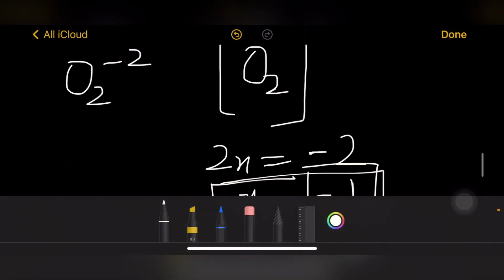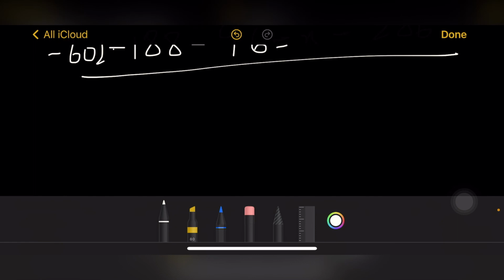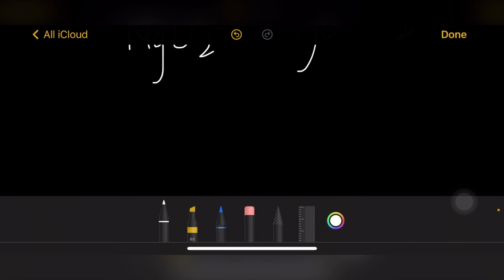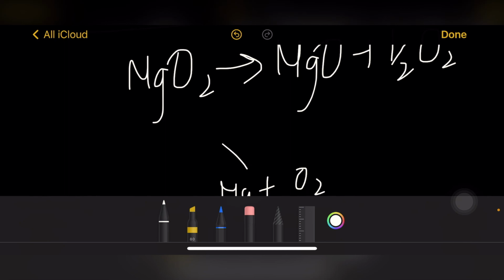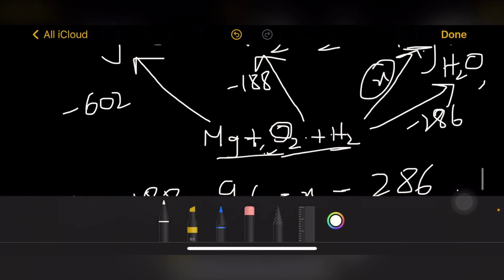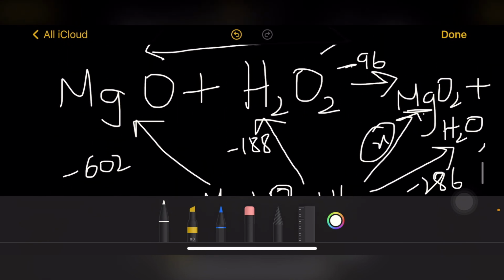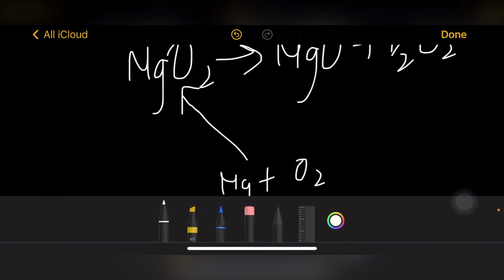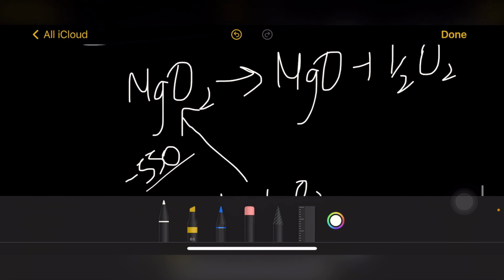Now what we're going to do is rewrite this equation as well. So MgO2 gives MgO plus half O2. Same elements over here, Mg plus O2. So this one is, I think we have calculated this in the previous part. Yes. So for instance, in the question this is given, so I'm taking this, but you can take the exact answer.